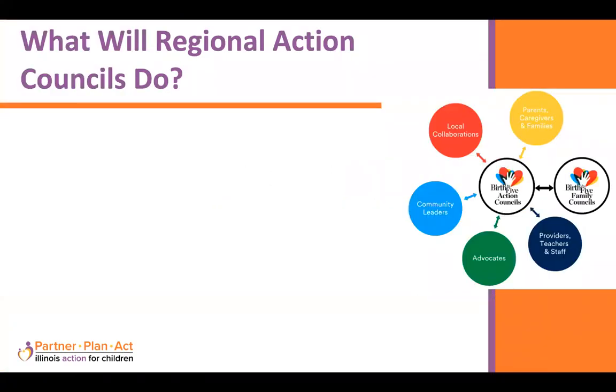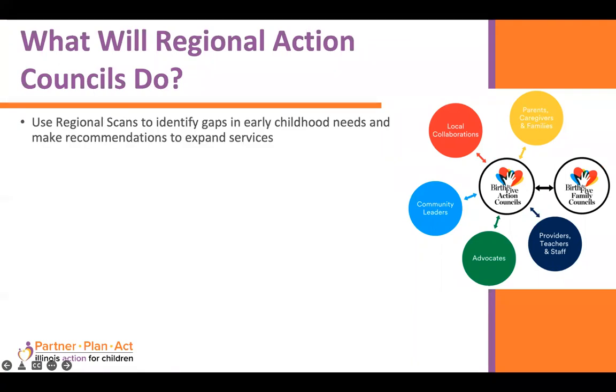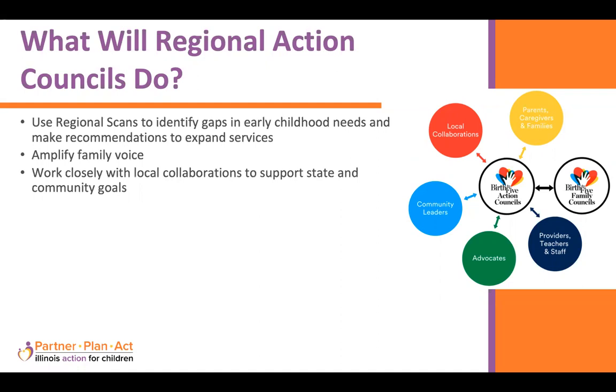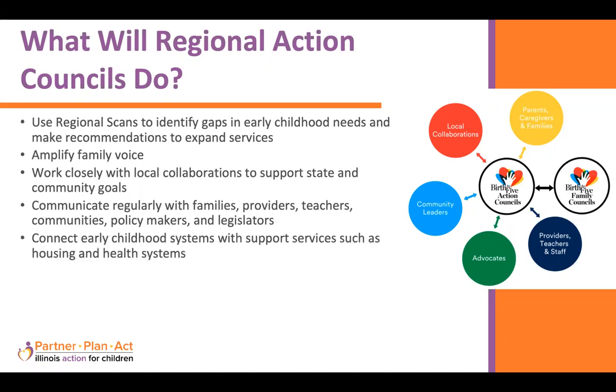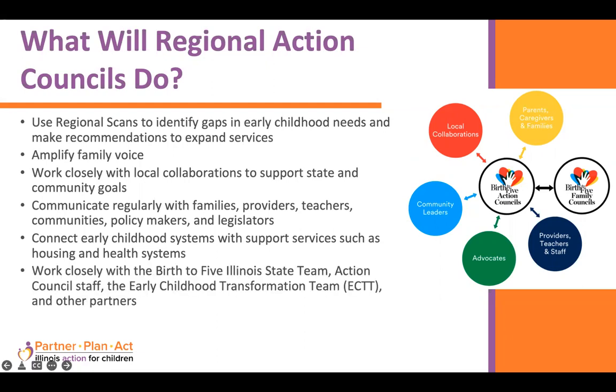How will the councils work to reach those goals? The councils will use regional scans to identify gaps in early childhood needs and make recommendations to expand services, amplify family voice, work closely with local collaborations to support state and community goals, communicate regularly with families, providers, teachers, communities, policymakers, and legislators, connect early childhood systems with support services such as housing and health systems, work closely with the Birth to 5 Illinois State Team, Action Council staff, the Early Childhood Transformation Team, and other partners, and create annual reports.